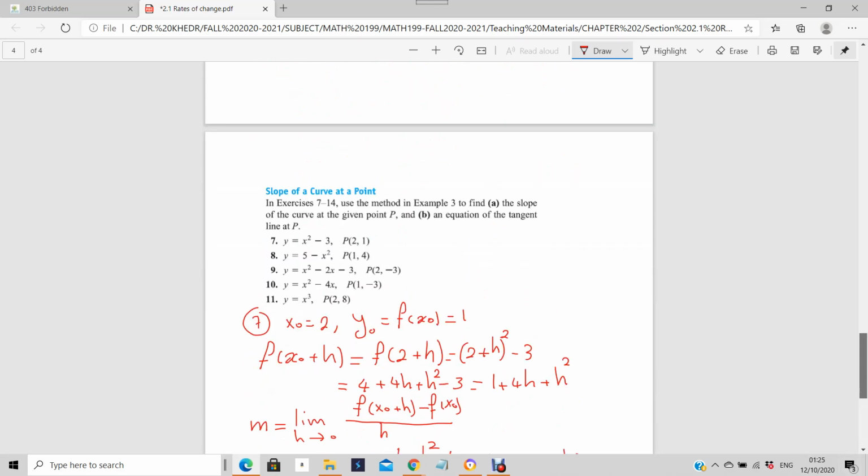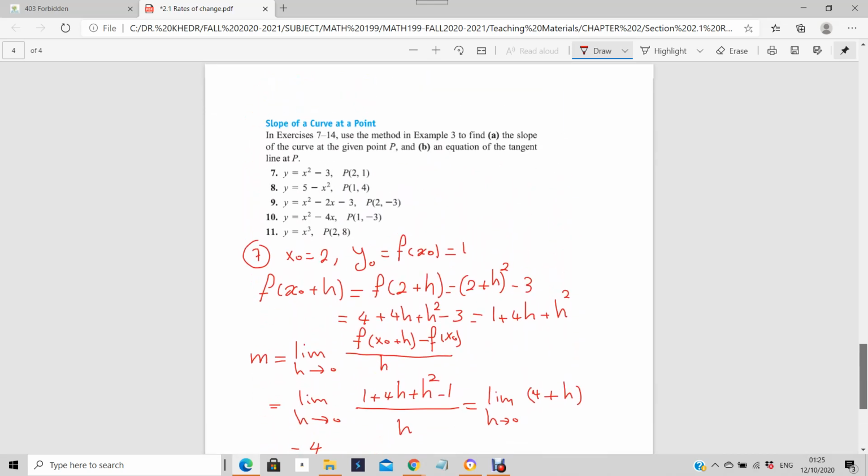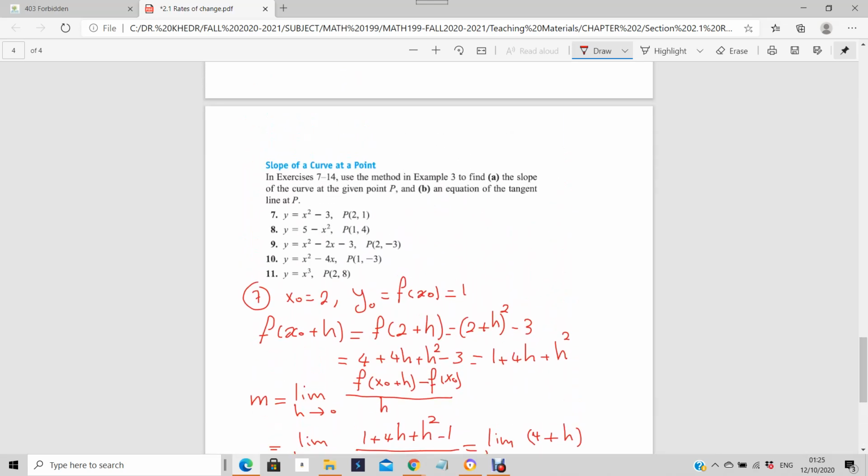So at this point, with the coordinates 2 and 1, there is a tangent line. Its slope is 4, and its equation is y equals 4x minus 7. So this is the solution of number 7. There are another 4 questions, so I expect you to solve all these questions at home.